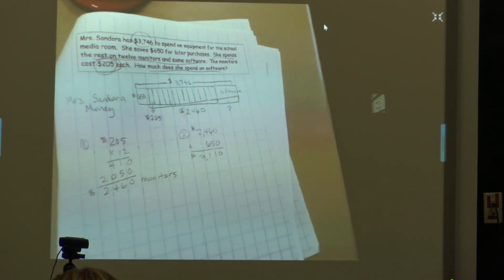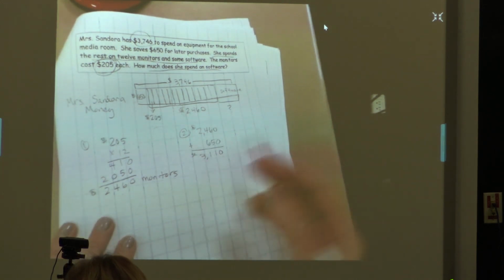This is a very complicated problem. And kids are so used to doing one step. In fourth grade, we're doing anywhere from 2 to 5 step problems, and they love it. They're like, oh my gosh, more steps. Somehow it's more challenging to them.